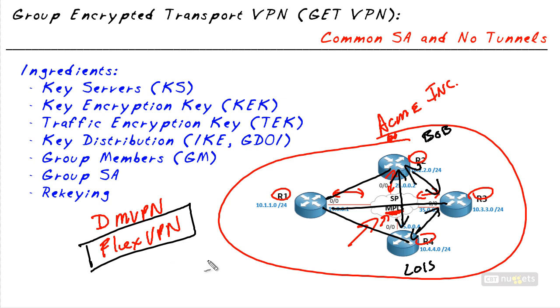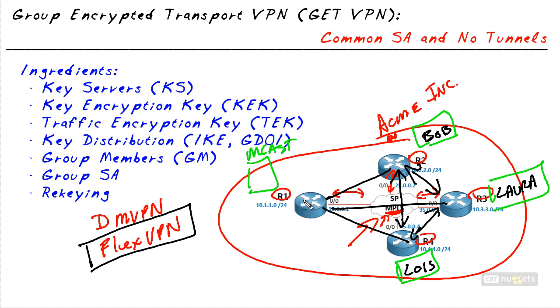The other problem, even if we did put in a full mesh, is that if the customer is using a multicast application, let's say I have a multicast server right here, and Bob's a multicast client and so is Lois, so they both want to receive content for a specific multicast group. And let's say there's another user called Laura over at Site 3, and she also wants to receive that multicast content. How is R1 going to get the multicast content to R2, R3, and R4?